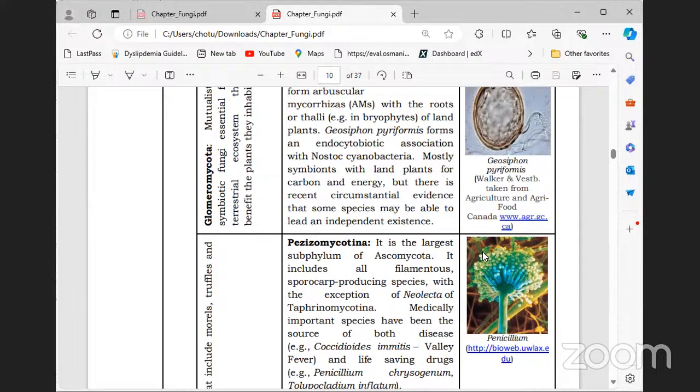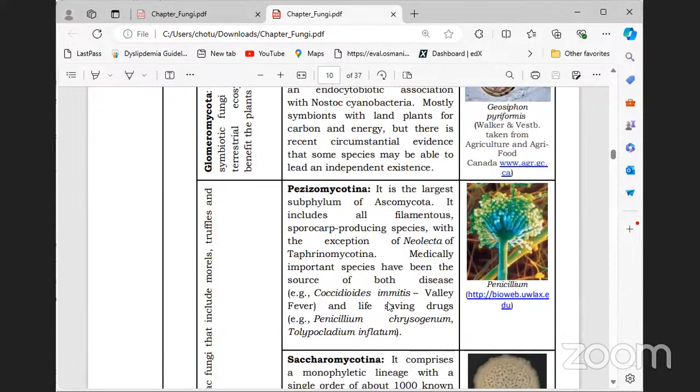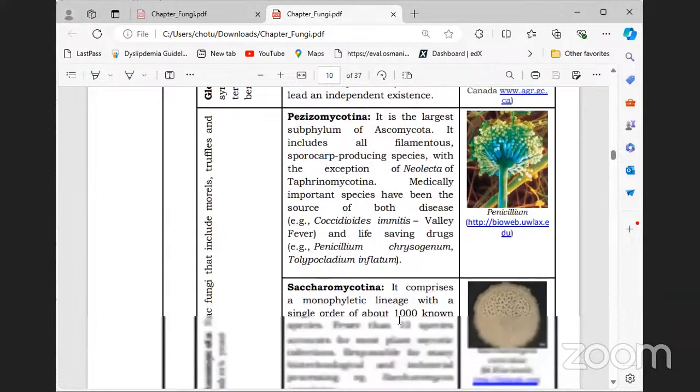Okay, in this one the class is called Ascomycotina. This is the Pezizomycotina, the largest subphylum of Ascomycotina. It includes all the filamentous fungi and sporocarps, and is medicinally very, very important. Coccidioides, Valley fever, life-saving drugs, Penicillium chrysogenum, this one.